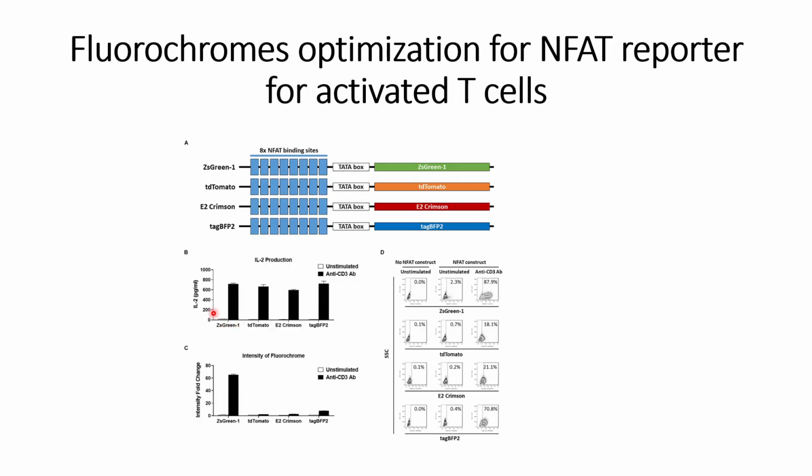So when they did it, they checked ZsGreen1, tdTomato, E2-Crimson, and TagBFP2. First they mention the IL-2 production. We can see that IL-2 production is there in all the 4 cases when they are stimulated with anti-CD3 antibodies, compared to the unstimulated case where the IL-2 production is almost negligible.